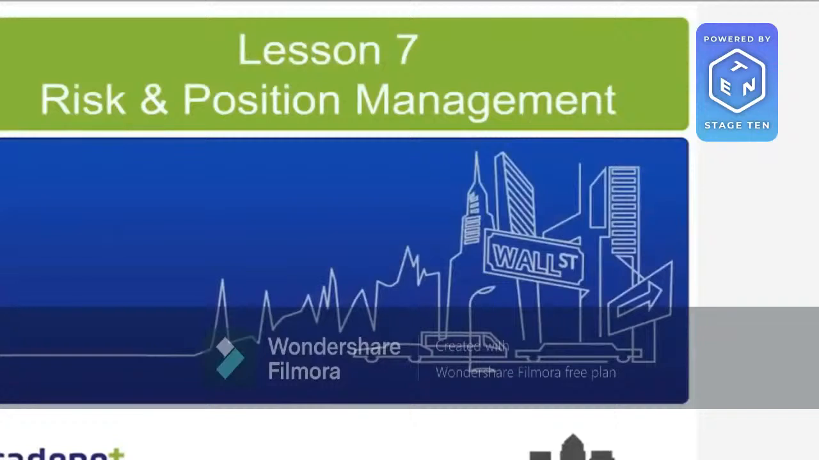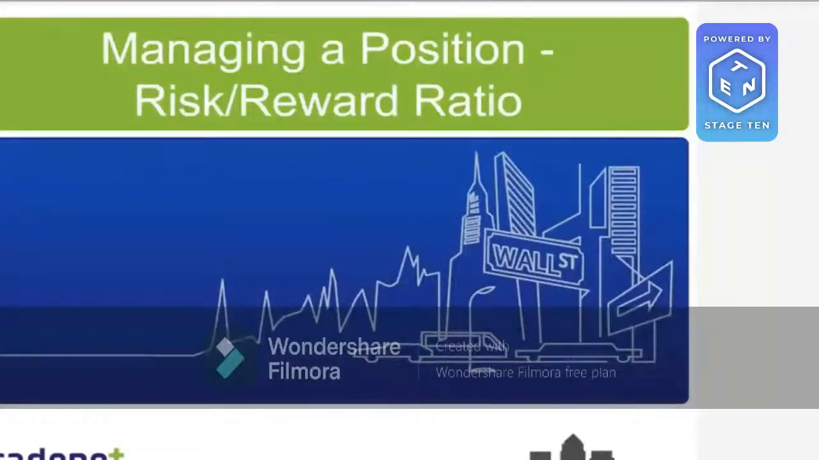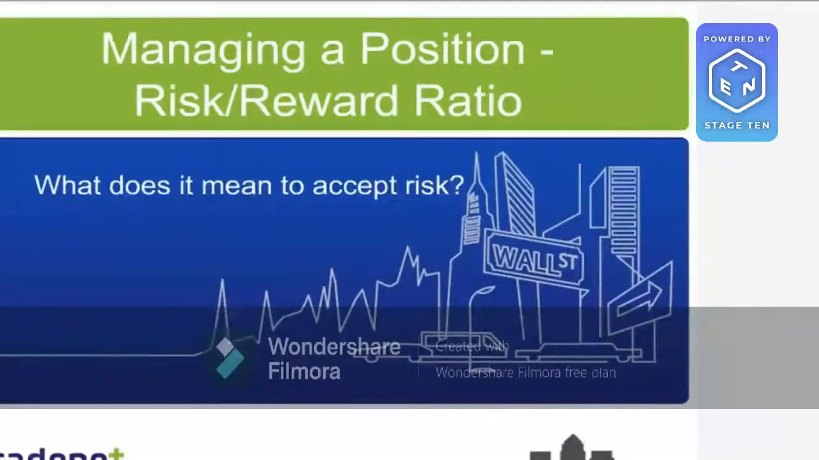We're going to cover the basic risk-reward ratio. We're going to talk about entry and exit points, where to move in, where to move out. We're going to discuss how to use moving averages and Fibonacci, and give some examples regarding them. So that's the basic stuff we're going to cover today. The first thing, of course, is managing a position, meaning risk-reward ratio, and what it actually means to accept a risk.